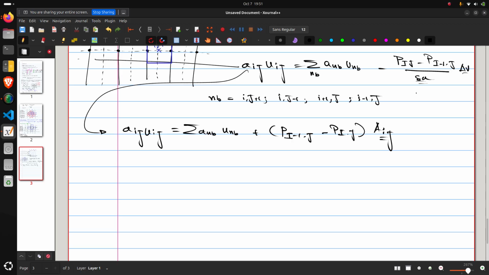Now that we have this, you might be wondering where is the v velocity, where is it going? It all comes inside the a_nb. In the a_nb terms, we'll have the F and the D terms. What are F and D? F is the convective flux, and D is the diffusive flux, as we have done and as sir has also taught in the lectures. These are the terms that arise because of discretization of the convection diffusion problem.